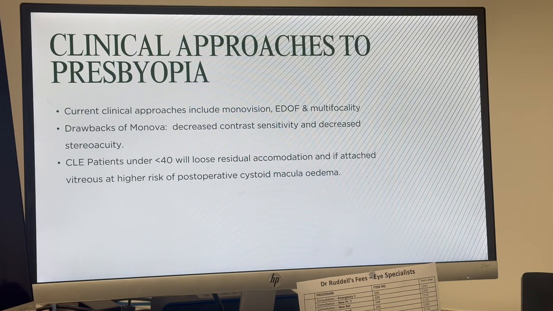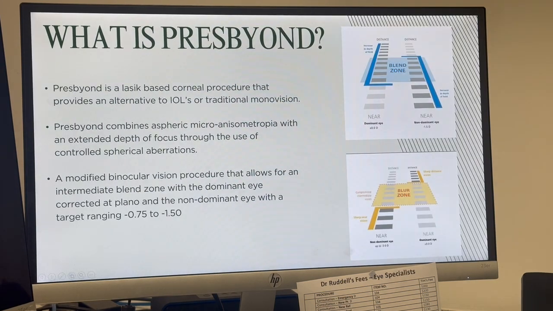For CLEs, it's a great option, but looking at younger patients, early 40s, they will lose that residual accommodation. And if they haven't had a PVD, they're still quite young, they are a bit more of a risk for postoperative cystoid macular edema.